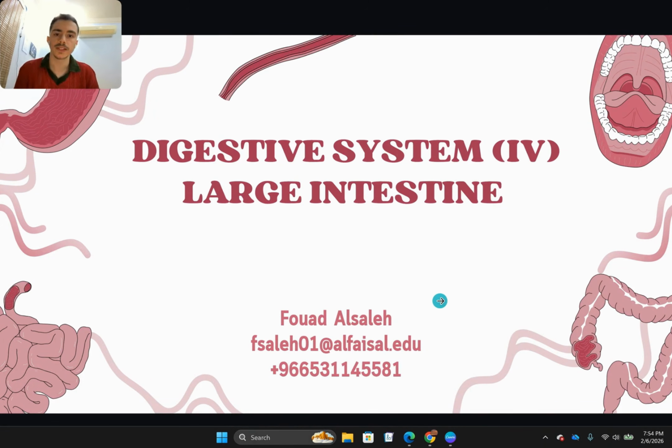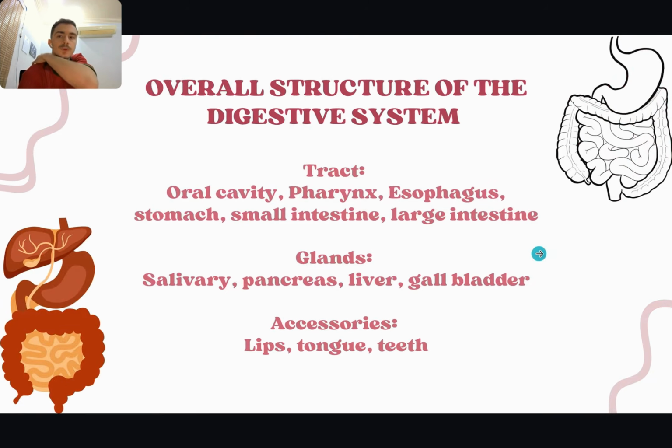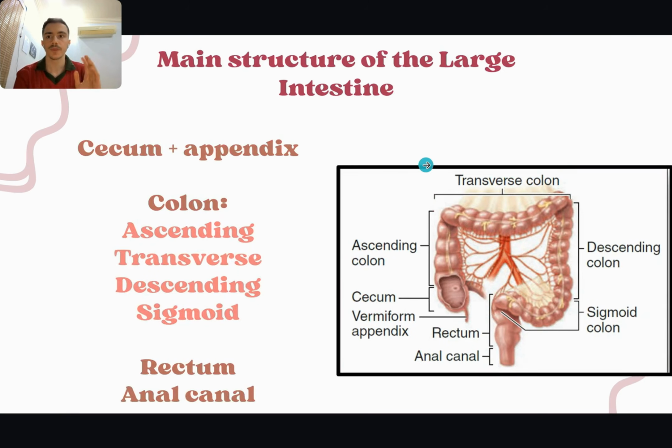Okay, now the last part of our histology crash course, which is the large intestine, the fourth lecture. Again and again, we are tired. Now we're going to talk about the large intestine. What is the main structure of it? We have the cecum, appendix, colon, rectum, anal canal.